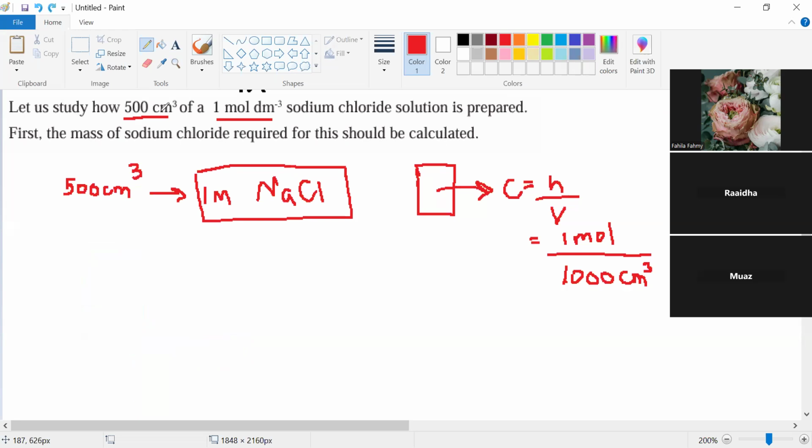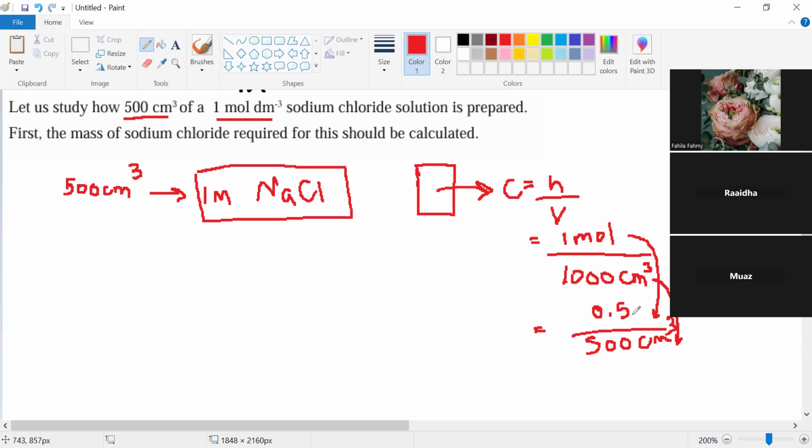Right? Okay. So now you know in 1000 cubic centimeter you have 1 mole. Now you tell me, in 500 cubic centimeter how many moles will it be then? No, wait. Is it 2 moles? No, I'm halving it, right? Then half a mole. Fine. Okay, half a mole. Yeah. Good. Now you need half a mole.